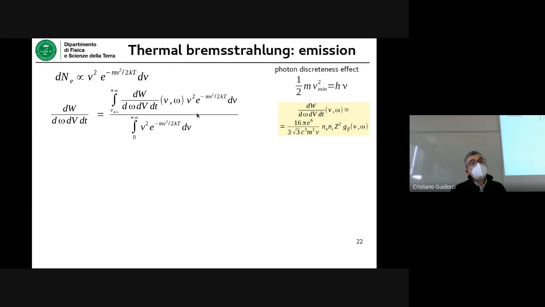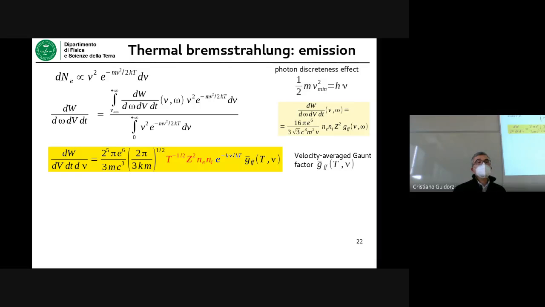But you see that the variable which describes the property of the population is now temperature. So you are expected to see a dependence on temperature. And indeed, the result is this here, where I use different colors to highlight the important dependencies which are worth noting and that you are expected to remember.